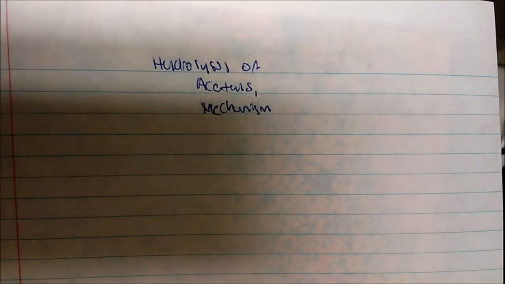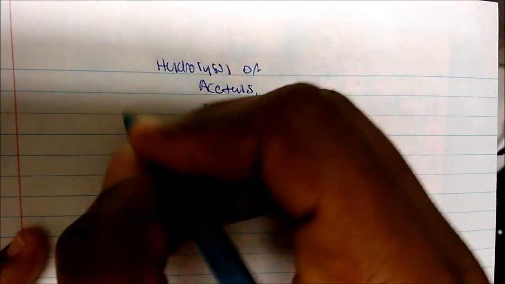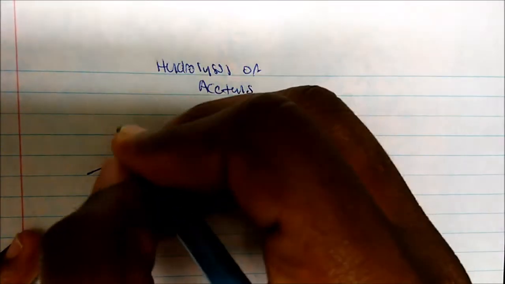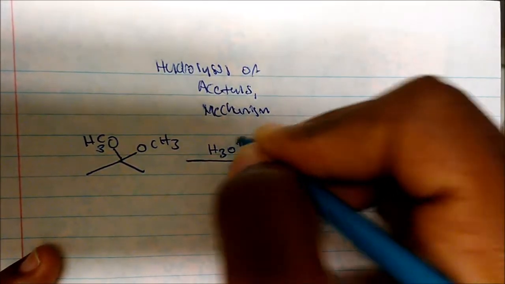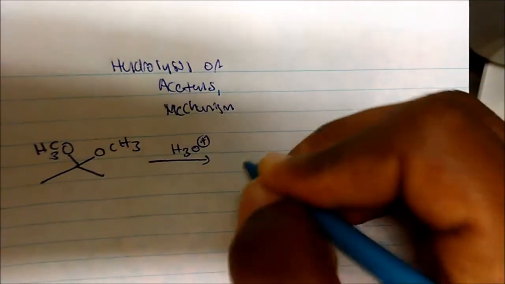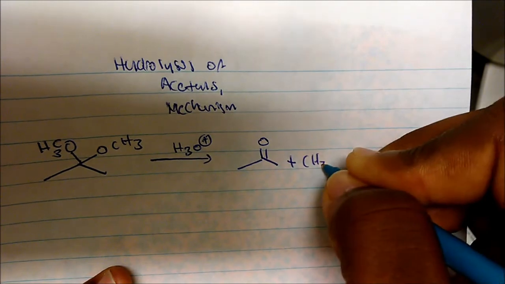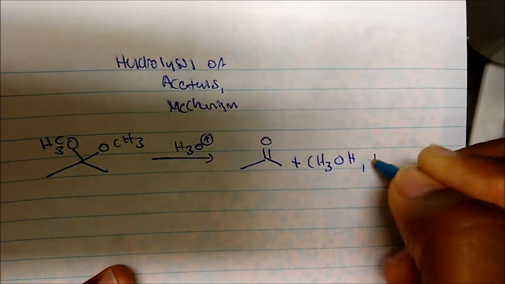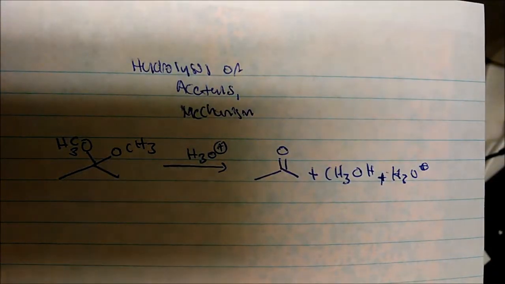So in this video, I want to talk about the hydrolysis of acetals and its mechanism. So what if we're given this simple acetal such as this, okay? Hydrolysis, if we throw this in acid, some sort of acid H3O+, here's what we get. We get back the ketone plus methanol, okay? And obviously we're in acidic conditions, so we get back a little bit of acid, okay?